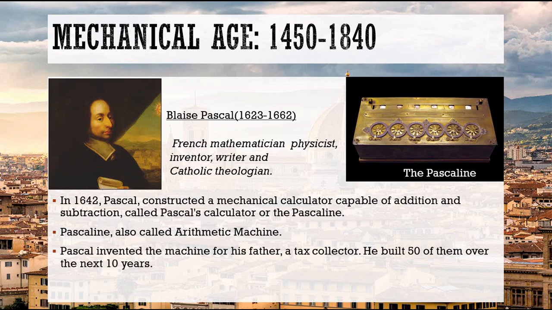The Pascaline was invented by Blaise Pascal in 1642 and was known as the arithmetic machine. He constructed this mechanical calculator, which is capable of addition and subtraction. Pascal invented the machine for his father, a tax collector, and he built 50 of them over the next 10 years.